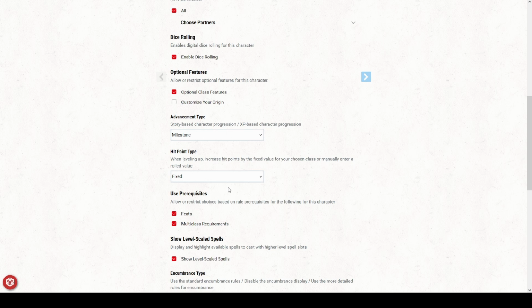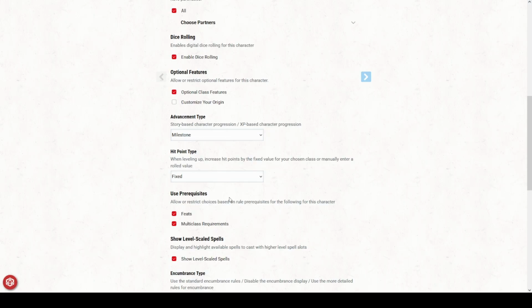No one gets robbed. Manual is for rolled, or if your DM has some kind of homerule for just having a set number of HP. Some DMs are just going to be like, I want everyone to have 300 HP. And that's cool. If you don't like that, don't play with them or talk to them about it. So we're going to go with fixed.